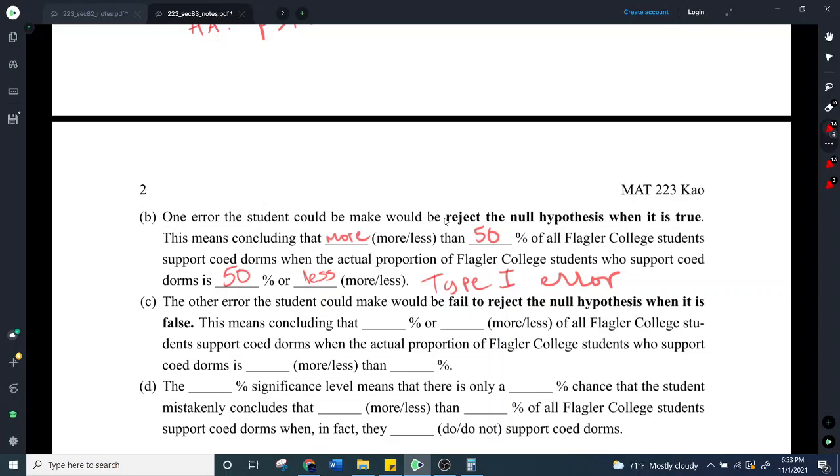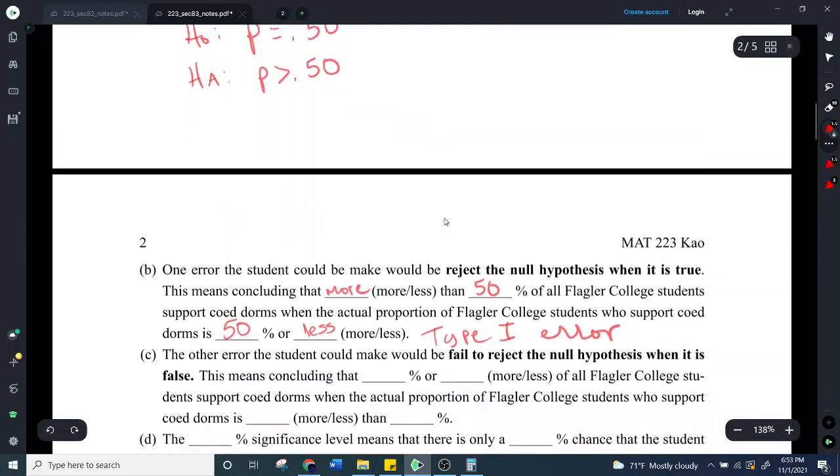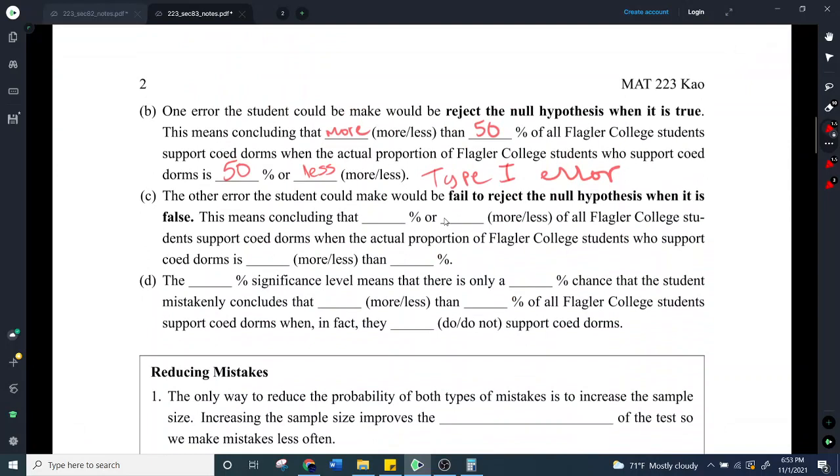This means that he thinks the null hypothesis is true. If he doesn't reject the null hypothesis, that means he thinks the null is actually true. So this means concluding that 50% or possibly less of all Flagler College students support co-ed dorms when the actual proportion of students who support co-ed dorms is more than 50%.